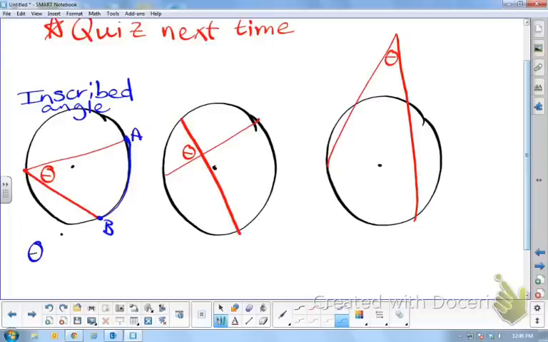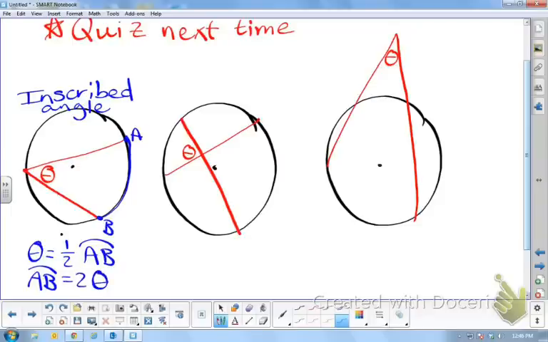Angle theta is half of arc AB. It's half the size angle-wise as our arc measure would be, measured in degrees. So we could also maybe know the arc. I'm saying this backwards. Maybe we want to find the arc measure and we're given the angle, so we could say this kind of backwards. We could also say the arc is twice the length of the angle.